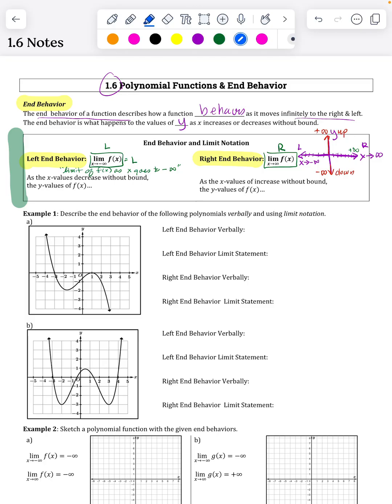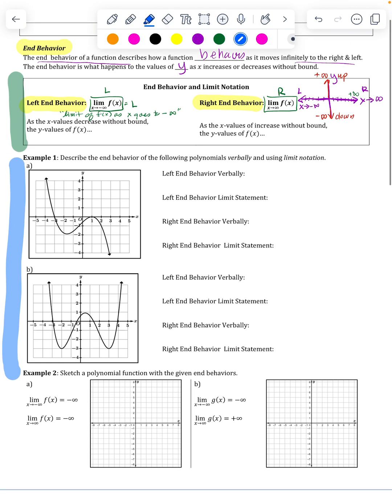And then we're going to do a few examples of writing that out. And by a few, apparently I mean a bunch.